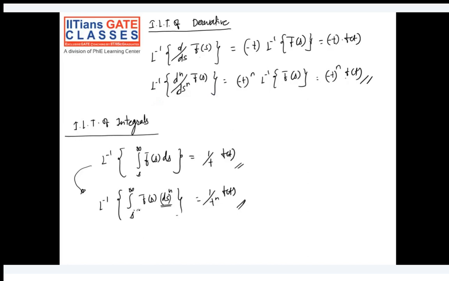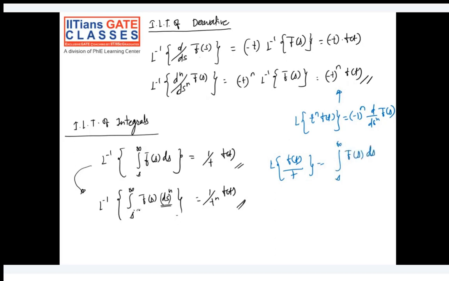You know the Laplace transform of t raised to the power n f of t is what? Minus 1 raised to the power n, d by ds raised to the power n, f bar of s, right? So using that, we have calculated this. Similarly, for the integral, we know the Laplace transform of f of t by t is the integration from s to infinity of f bar of s ds. And if t raised to the power n is there, which you are dividing by, then it is n integrals like this.